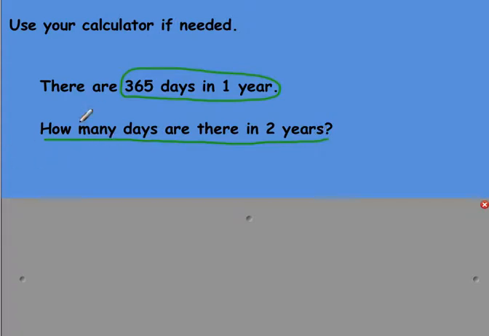So 365 days in 1 year times 2 years would be equal to, and I should have written days down here. So if you were to solve this, you could do this a couple of ways, right? You could do 365 2 times, so you can add it together.